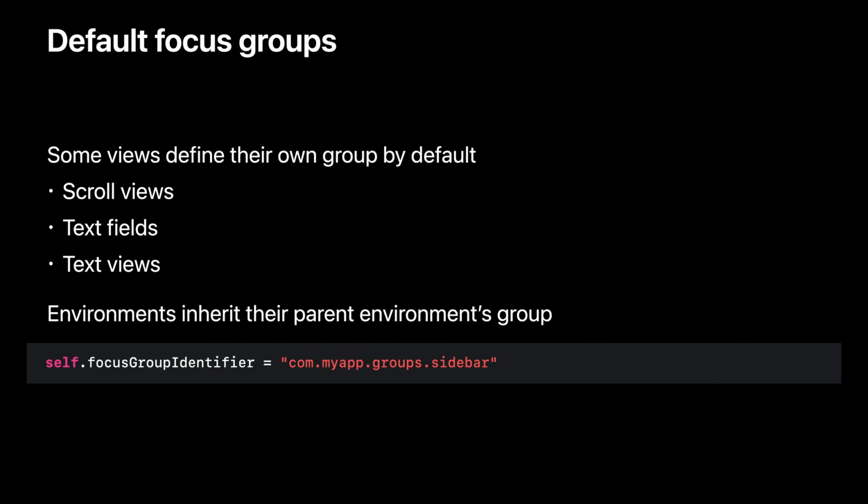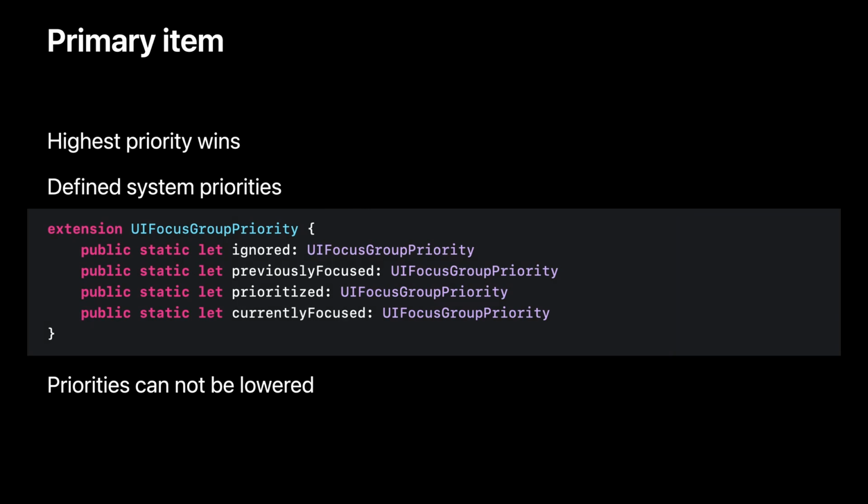To define a focus group yourself, assign a focus group identifier to any view or view controller. When two environments share the same identifier, either explicitly or by inheritance, they are part of the same group. To customize the primary item of a group, assign a focus group priority to that item. This defines how important an item is within the group. The visible item with the highest priority is the group's primary item.